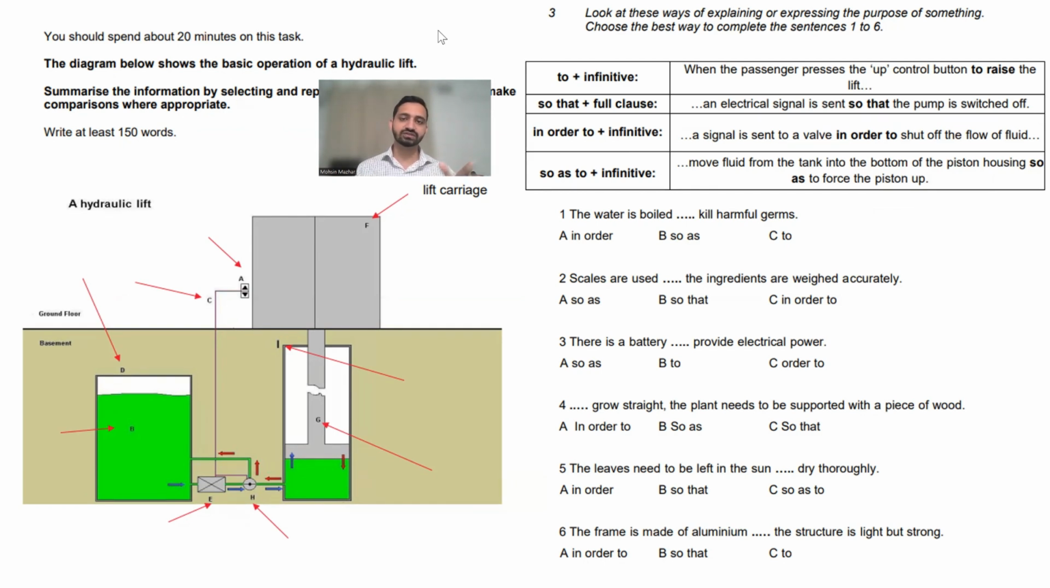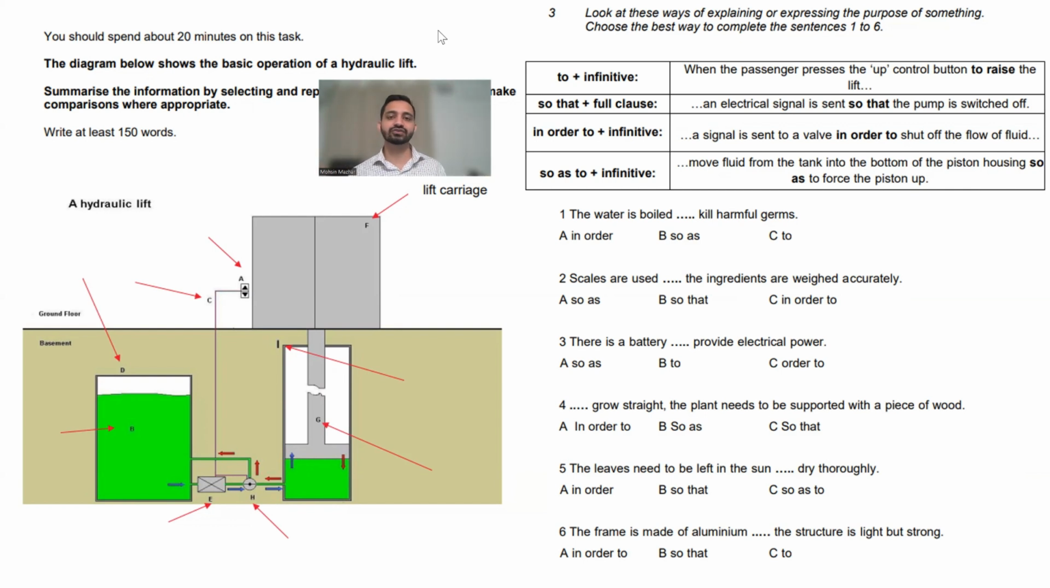The first structure is to plus infinitive. This is the grammatical structure that you can use. When a passenger presses a control button, what does it do? It does something to raise the lift. To raise the lift. So you're explaining the function. When you're explaining the function, this is one of the structures that you can use: to plus infinitive, okay?